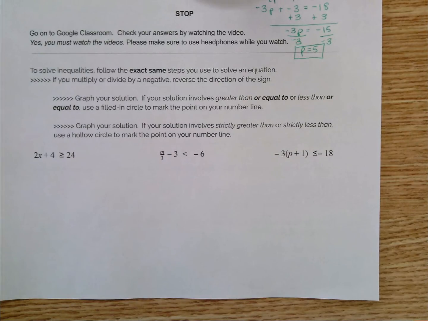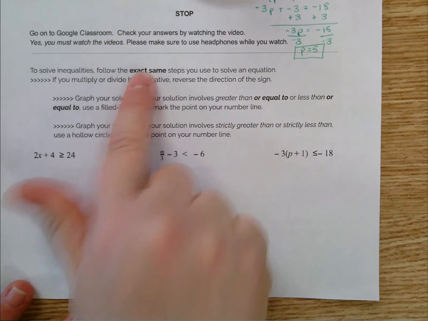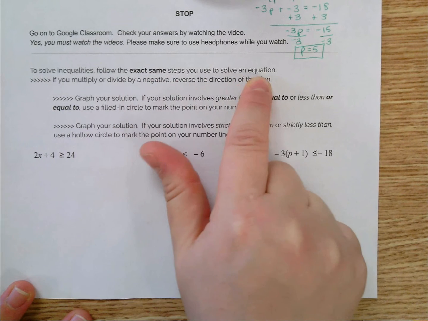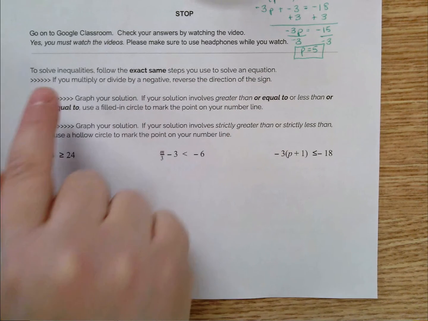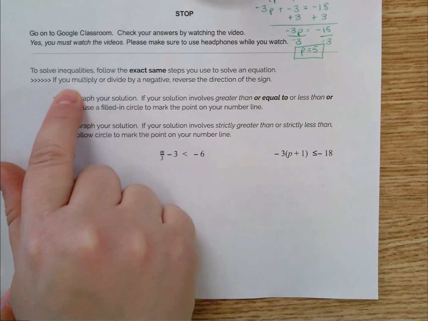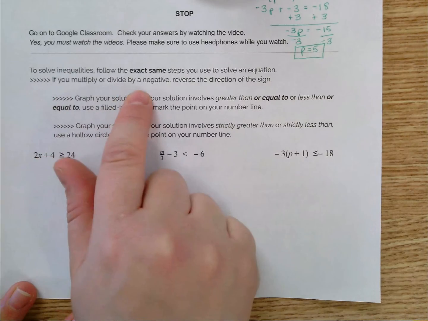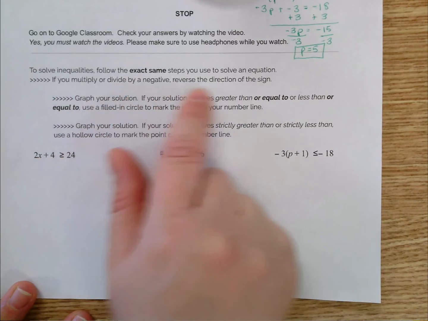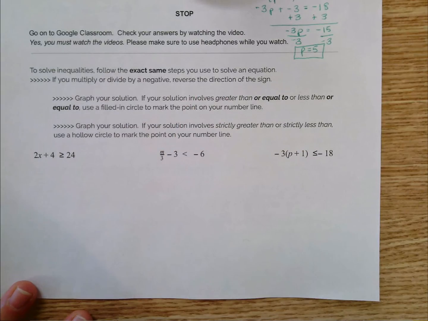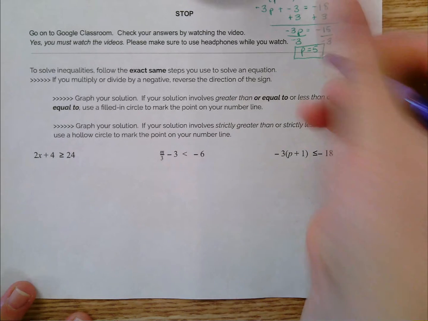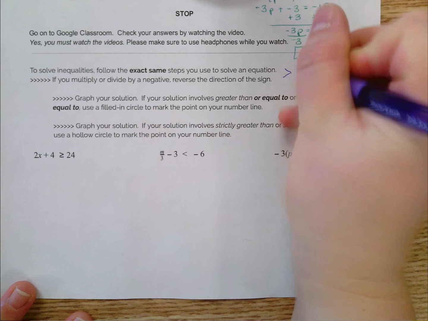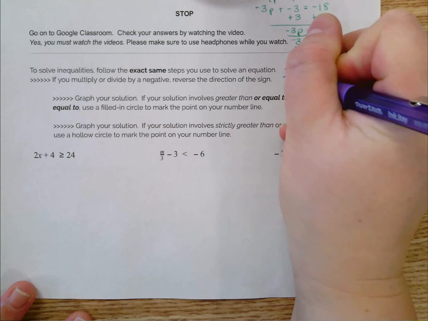What we need to keep in mind is we're going to follow the exact same steps we use when we solve an equation. The only exception is if you multiply or divide by a negative, you'll reverse the direction of the inequality symbol. We also need to graph our solution. When we graph our solutions, if we have just greater than or just less than, we're going to use an open circle.